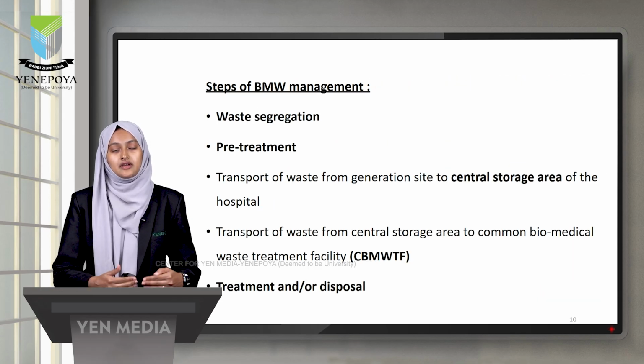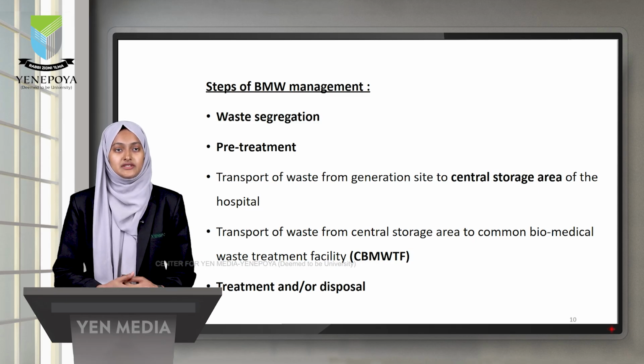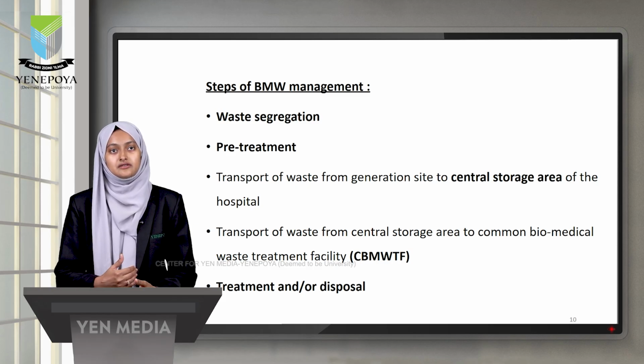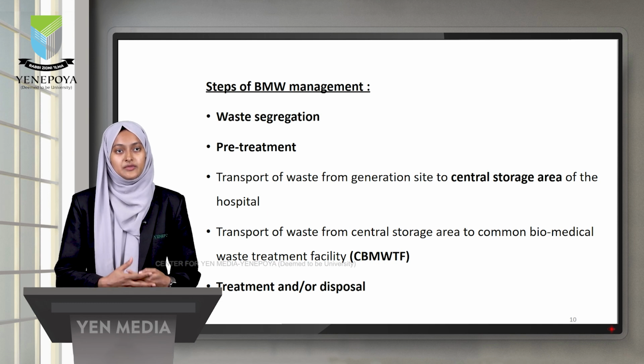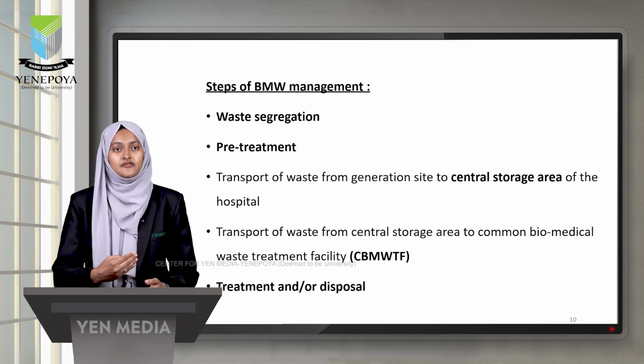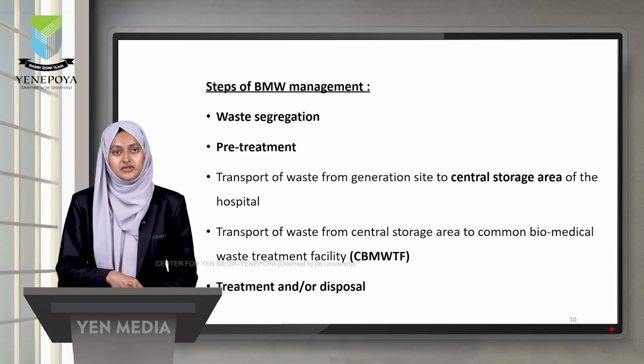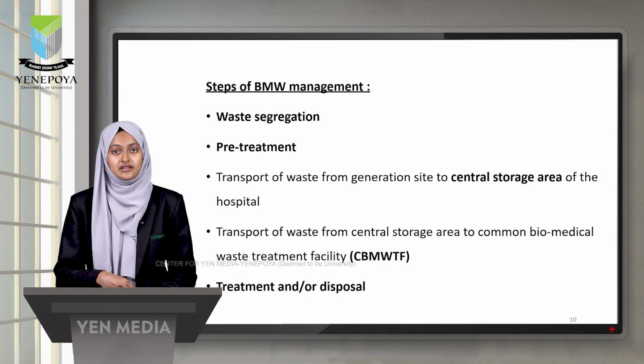So how is this waste managed in the hospital? There are different steps. The first step is waste segregation. Wherever the waste is generated, for example, in a hospital we have multiple floors, multiple wards, it has to be segregated then and there into different color-coded bins based on the type of waste generated. If there is any liquid laboratory waste, it has to be pre-treated and only then discarded. From each floor where the waste is generated, it has to be transported to a central storage area in the hospital.